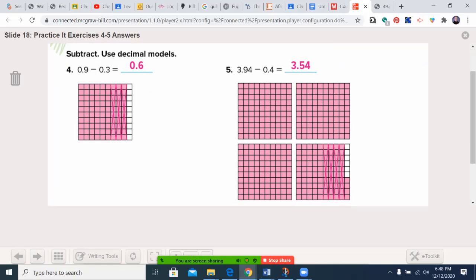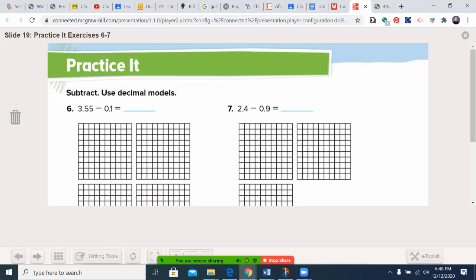We're going to skip past the next two. You can see the answer if you want to look at it. 9/10 minus 3/10 is 6/10. Get rid of those. 3.94 minus 0.4. I got rid of 4/10. So I had 3 and 1, 2, 3, 4, 5, and then 4. So 3, 5, 4, 3.54.